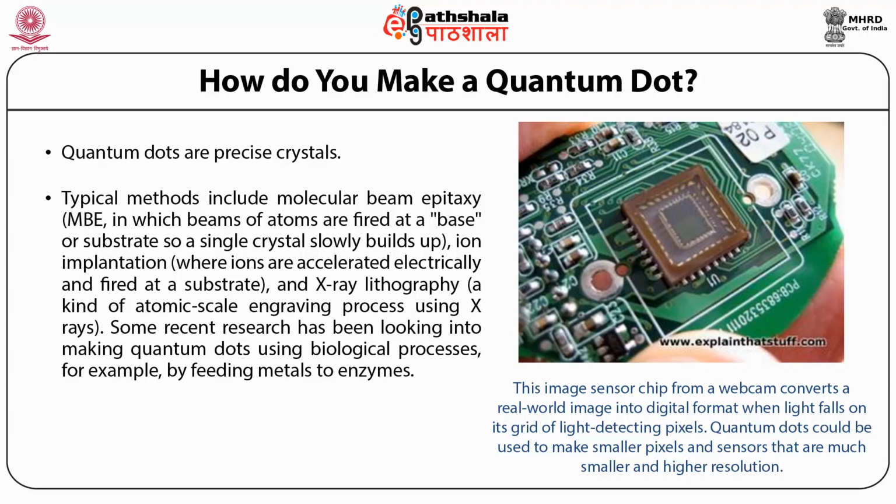Recently, several researchers have proposed preparing quantum dots by using biological processes, such as by feeding metals to enzymes. So students, you can see an image showing a sensor chip of a webcam which converts the real-time images into digital format when light is incident on its grid. The grid contains light detecting pixels. Quantum dots can be used to produce small-sized pixels as well as sensors which have higher resolutions.